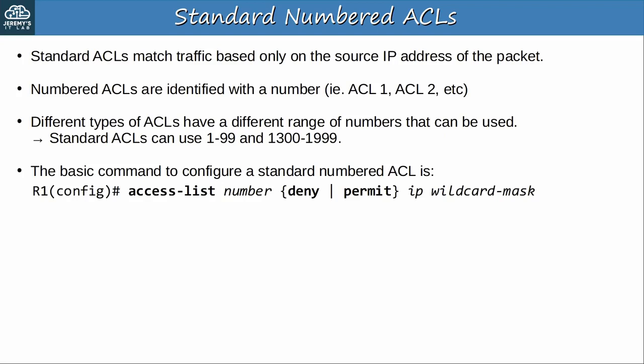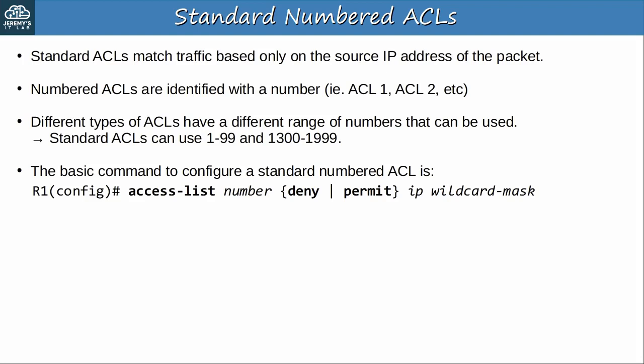Access list, followed by the number. We're configuring standard ACLs, so this number must be in the range 1 to 99, or 1300 to 1999. Then you specify either deny or permit, and then the IP address and wildcard mask to match against. Hopefully you remember wildcard masks from the EIGRP and OSPF videos. Don't try to use a standard subnet mask when configuring ACLs. So this is how you configure a single entry in access list 1.